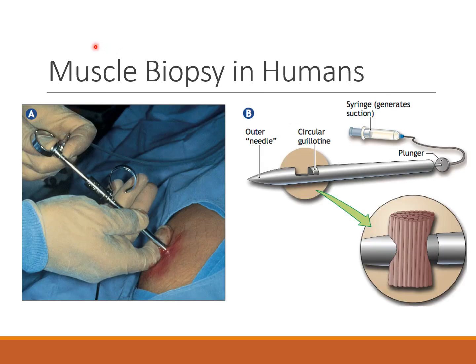So how do we find out what kind of muscle fibers you have? Well, we take a muscle biopsy. So they actually go in there, they'll cut a piece of muscle out, and then they can analyze what your muscle fiber type is.